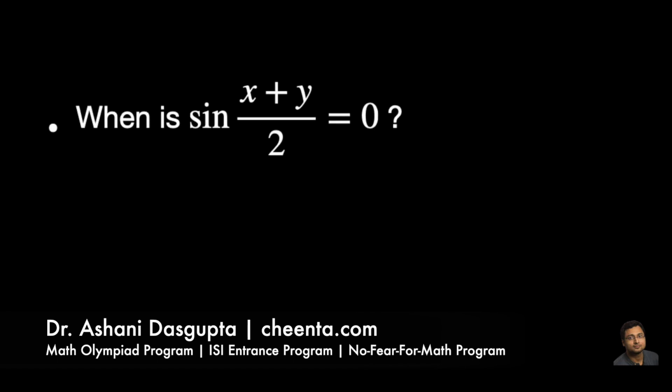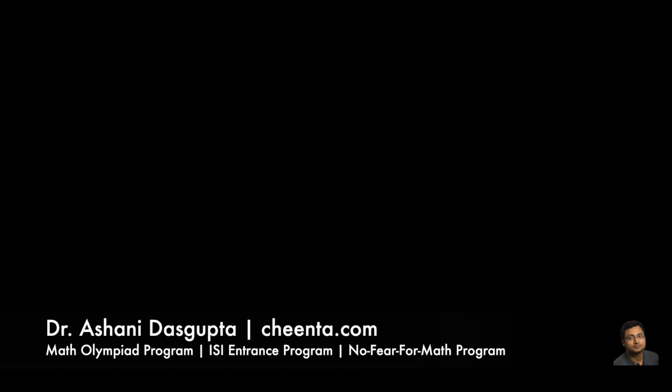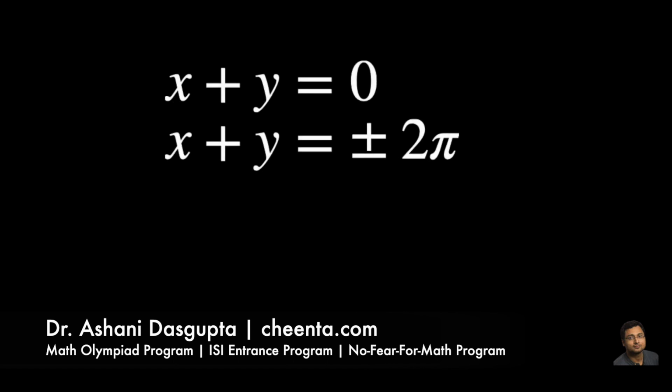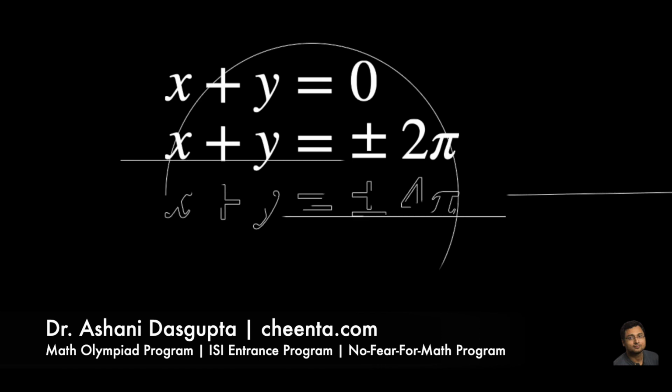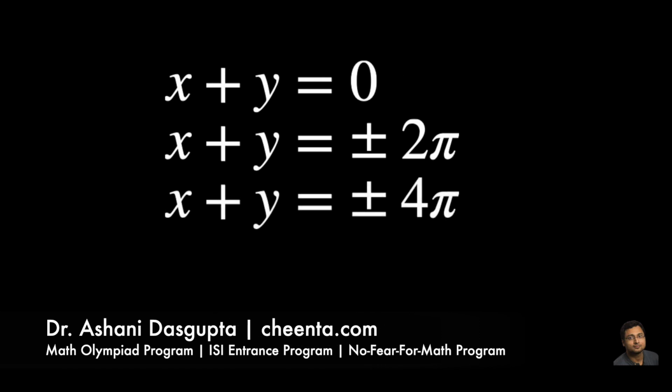So this gives us the answer, when is sine of (x plus y) by 2 equal to 0. Well, it's precisely when (x plus y) over 2 is some constant times pi. Pi's value is, of course, approximately 3.14. For example, x plus y equal to 0, or x plus y equals plus or minus 2 pi, or x plus y equals plus or minus 4 pi, and so on.